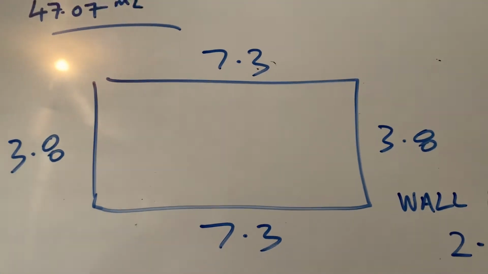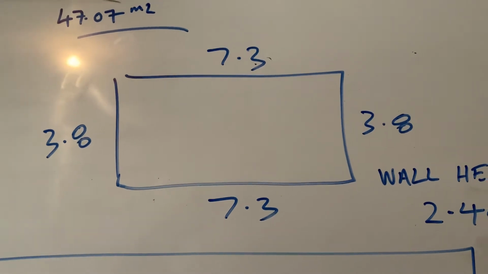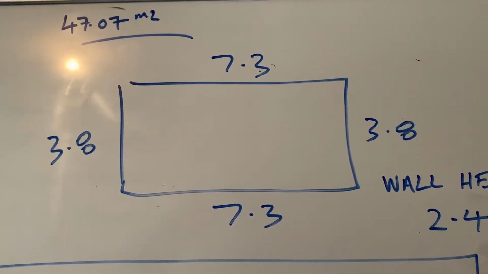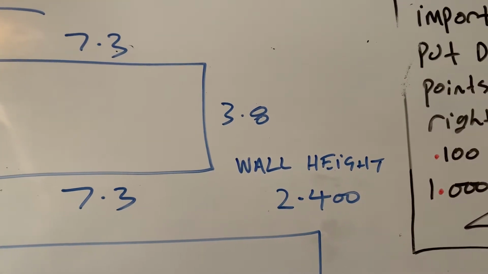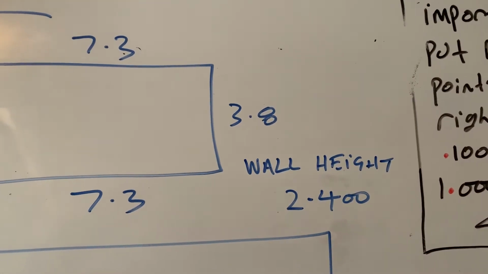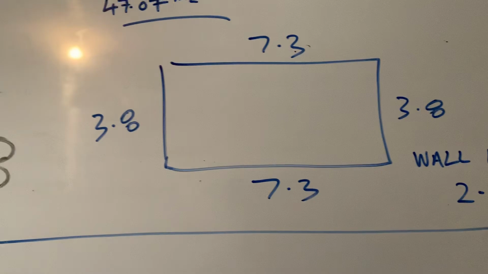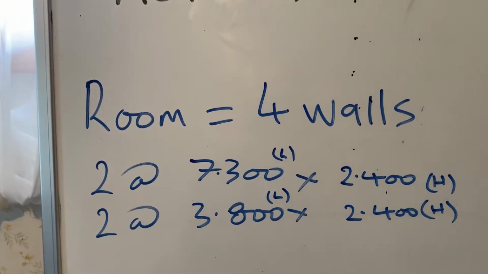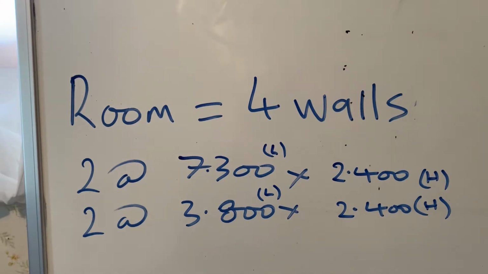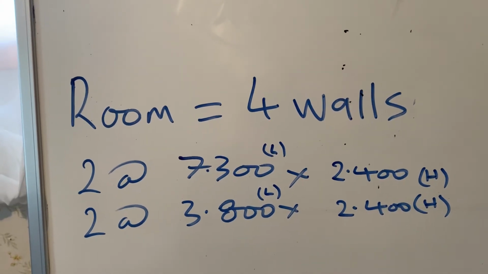Okay, so there's our room. There's a bird's eye view of our room. Two walls at 7.3 and two walls at 3.8. And every single wall has a wall height of 2.4. Right, the calculation. There's two walls at 7.3 by 2.4. There's two walls by 3.8 at 2.4.